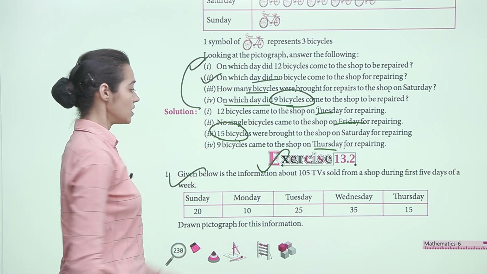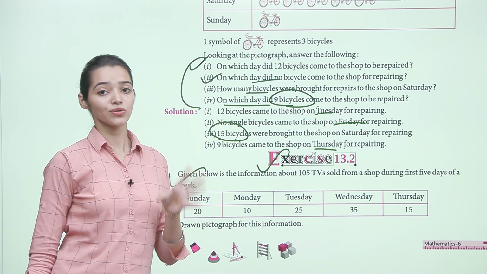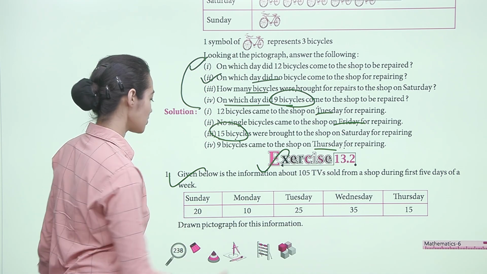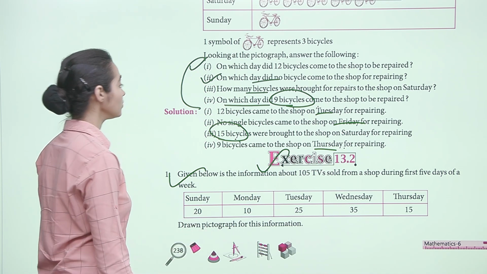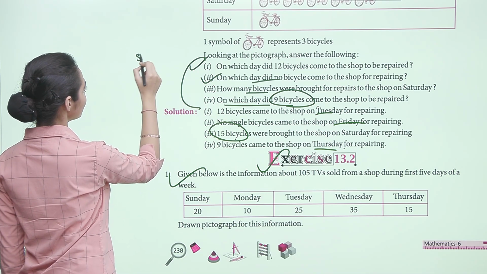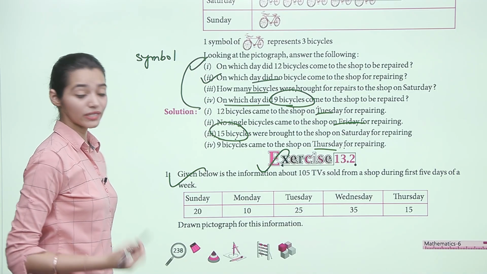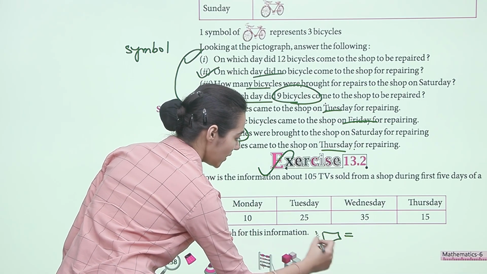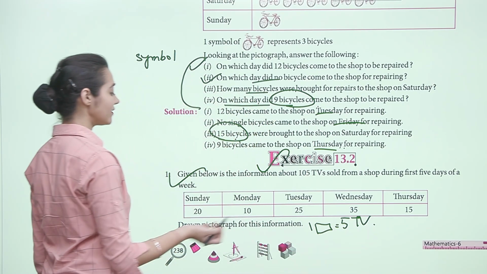In the first part, given below is the information of 105 TVs sold from a shop during the first 5 days of a week. We have to draw a pictograph for the above information. So how can you draw the pictograph? Firstly, here is our pictograph symbol, and we have to draw a TV. Suppose this is our one TV symbol, representing 5 TVs.